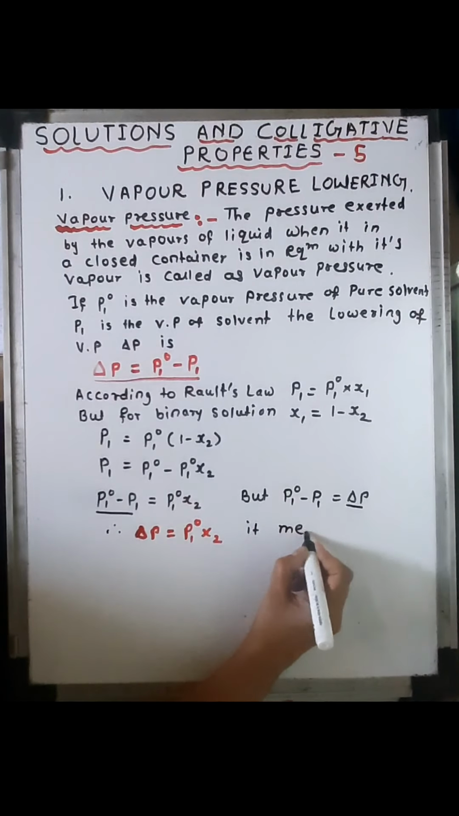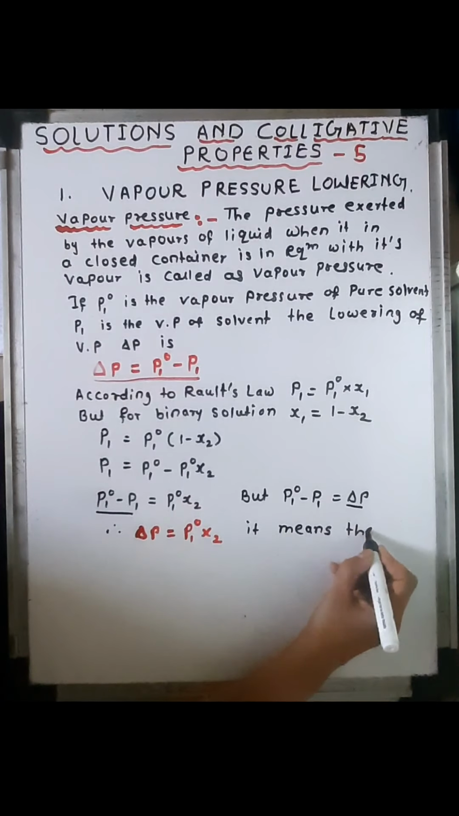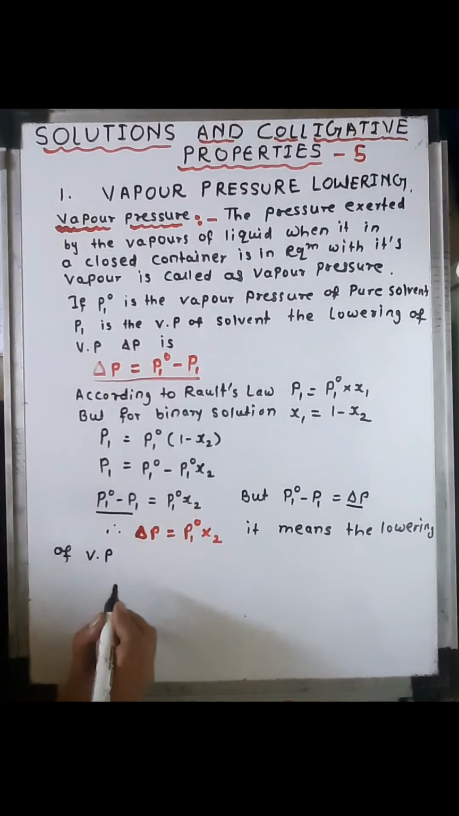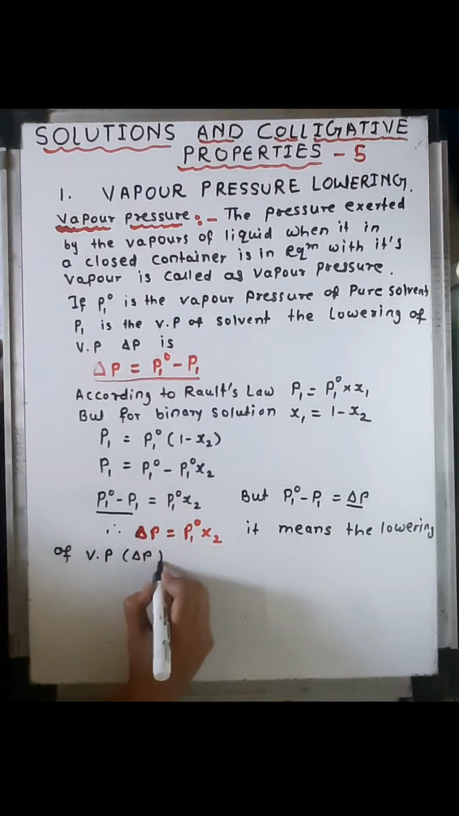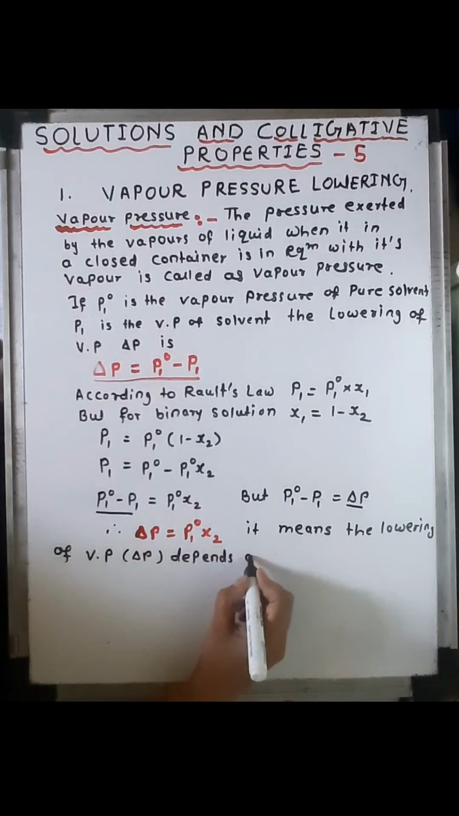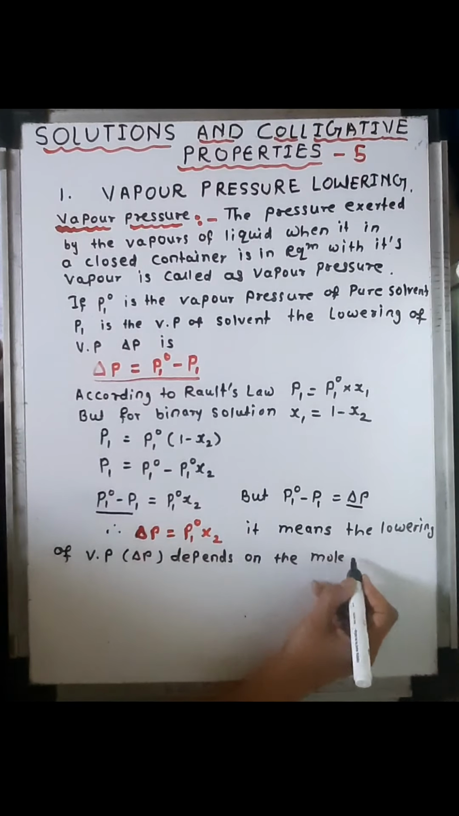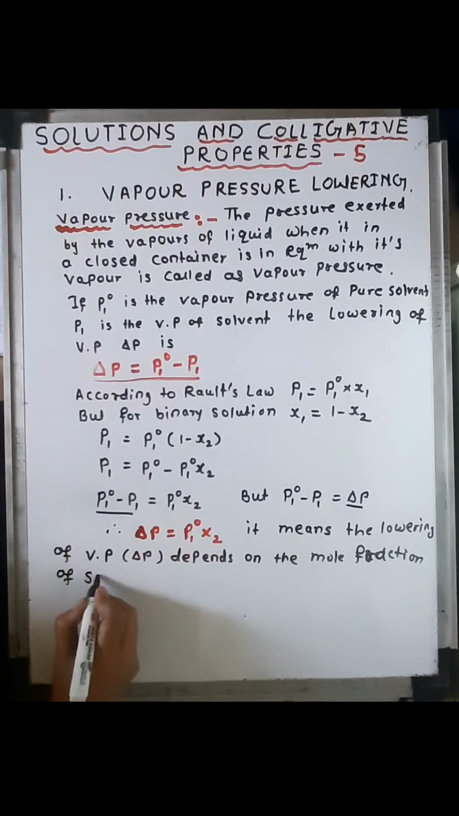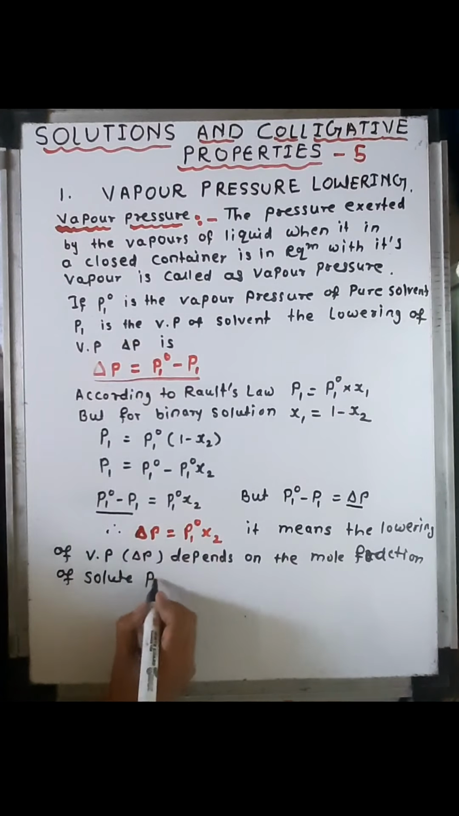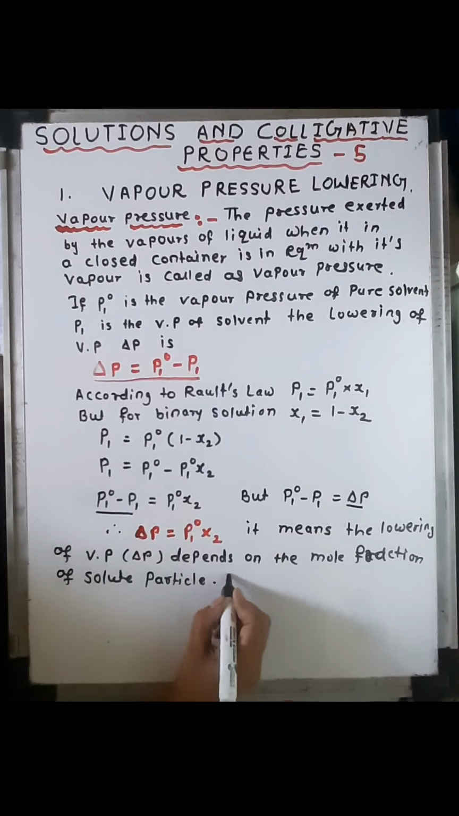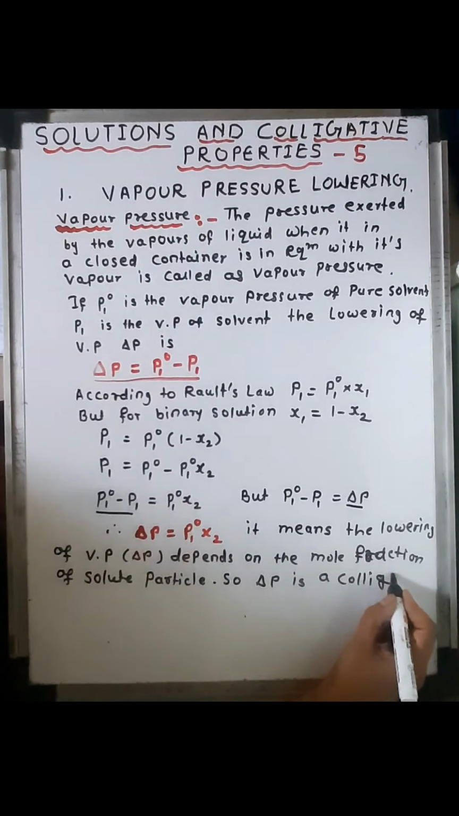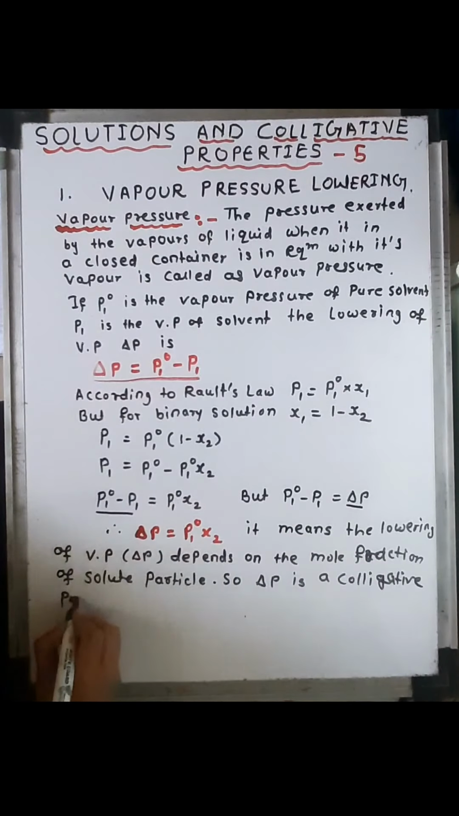It means the lowering of vapor pressure, that is delta P, depends on the mole fraction of solute particles. So delta P is a colligative property.